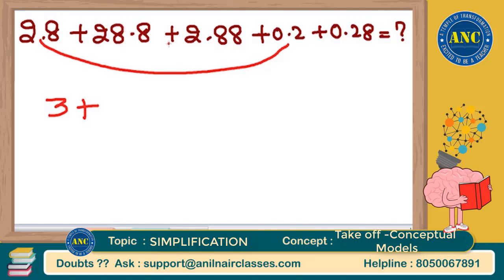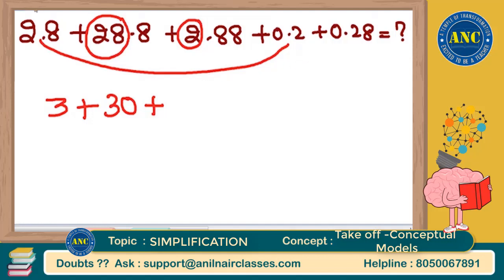28, or if I add the whole numbers part, this will give me 2.8 plus 0.2, which is anyway 3, right? That is 3. What else can I add? I can add 28 plus 2. This will give me 30, which is again a fancy number.